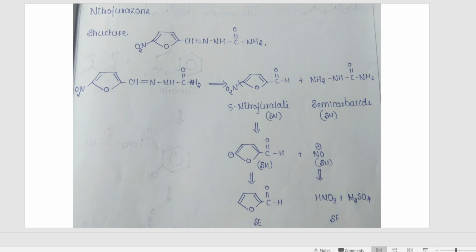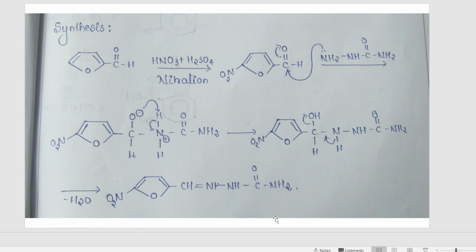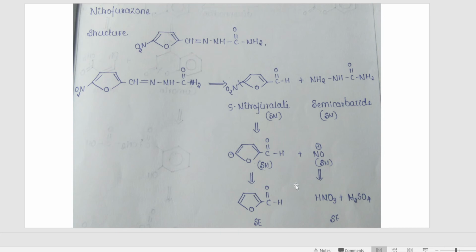Next, let us understand the synthesis of nitrofurazone. So this much is the retrosynthesis. For synthesis, you will go in the reverse direction. So for the synthesis of nitrofurazone, what will you do first, students? How you write the synthesis is nothing but the reverse of this retrosynthesis. So first, what reactant are you taking? The furfural you are taking, and the first step is to do nitration.